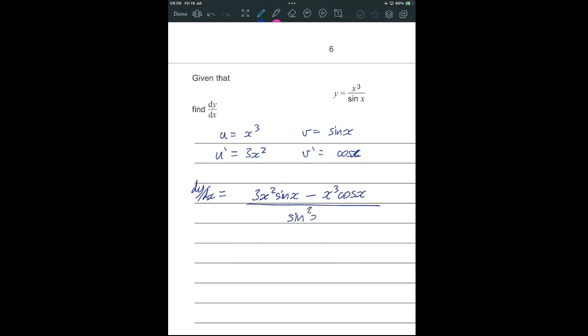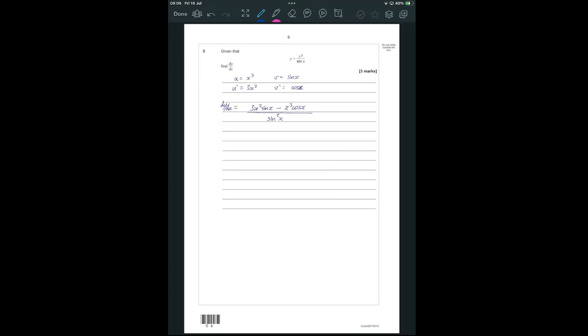over sine squared x. Now I could do some stuff with that. I can split it into two parts, go into cosecs, cots, etc. I could factor out an x squared on the numerator. The question didn't tell me to. It just said find it, so I will stop there.